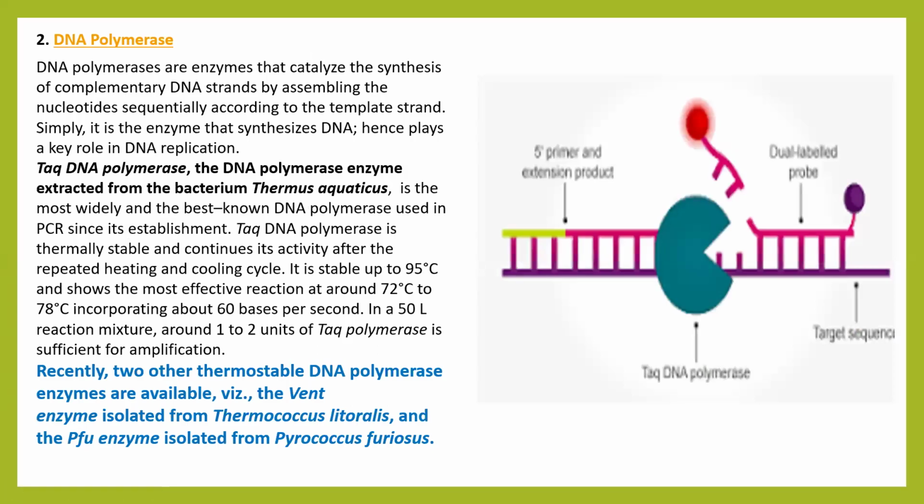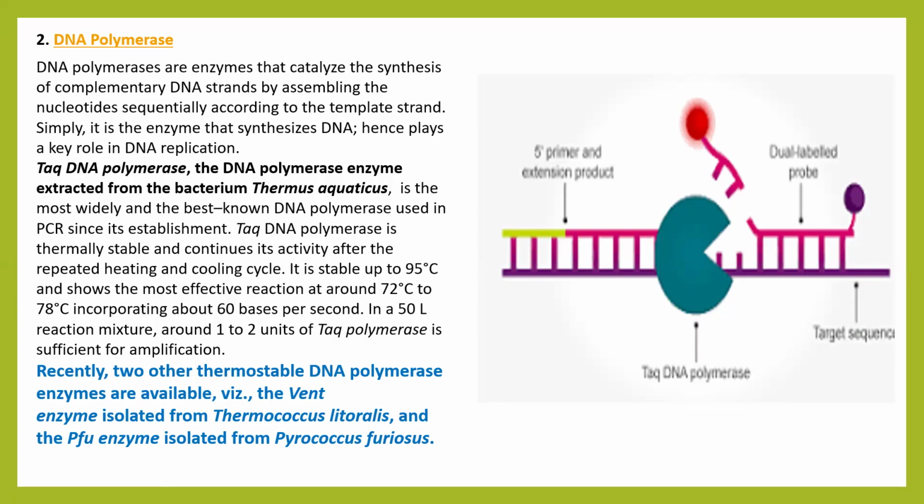The second requirement is a DNA polymerase. DNA polymerase is an enzyme that catalyzes the synthesis of the complementary DNA strand by assembling nucleotides according to the template strand. So DNA polymerase helps in the synthesis of DNA, hence plays a very important role in DNA replication. In PCR, we use Taq polymerase, which is extracted from the bacterium Thermus aquaticus. It is the best known DNA polymerase used in PCR since its establishment.